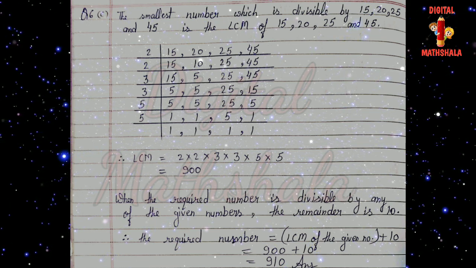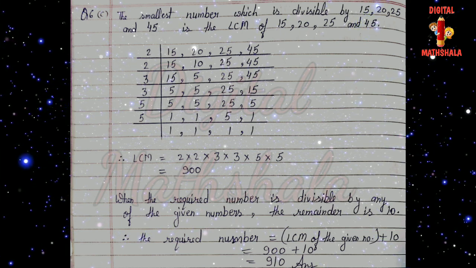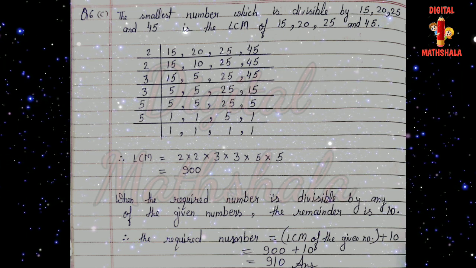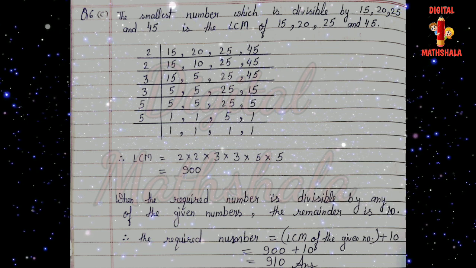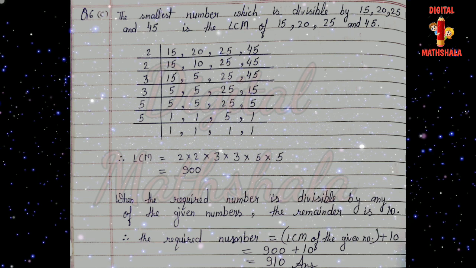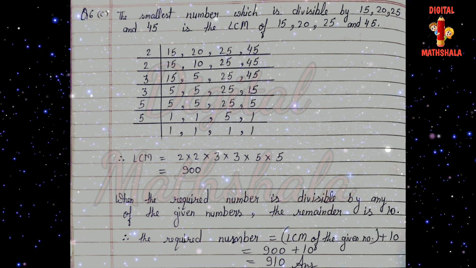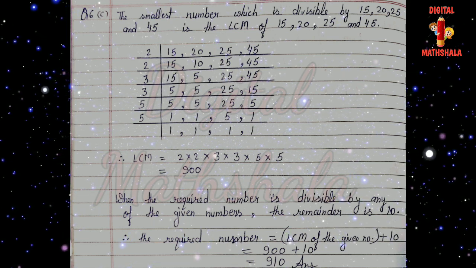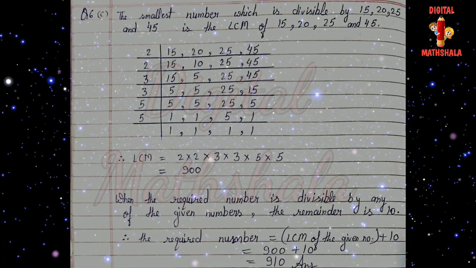So what we will do, we will add to the LCM the remainder, that is 10. So LCM is 900, to that we will add 10. So the required answer will be 910. So if 910 is divided by any of these numbers, 15, 20, 25, 45, then always 10 will come as a remainder. I hope you understand this. Now we are moving to the next question.